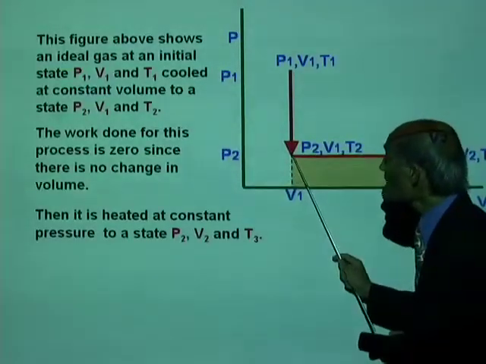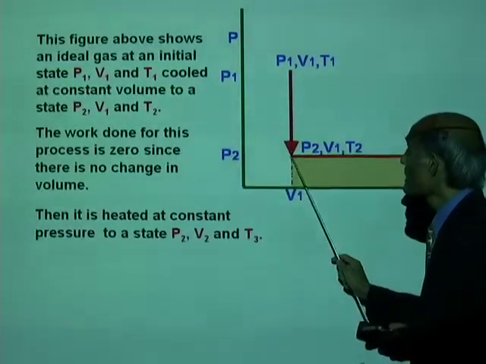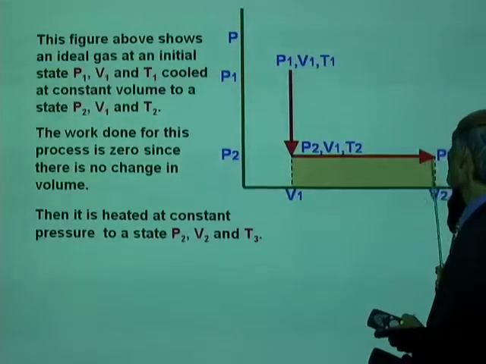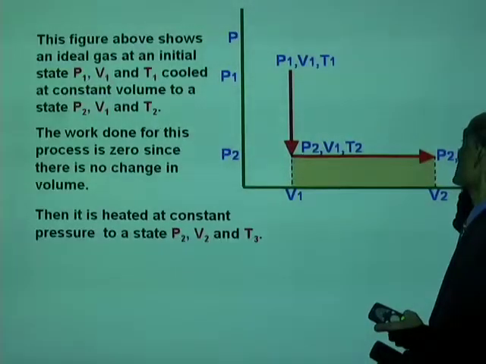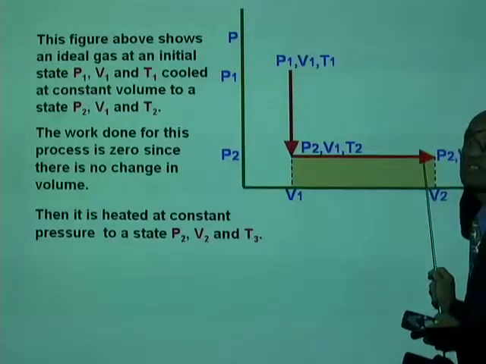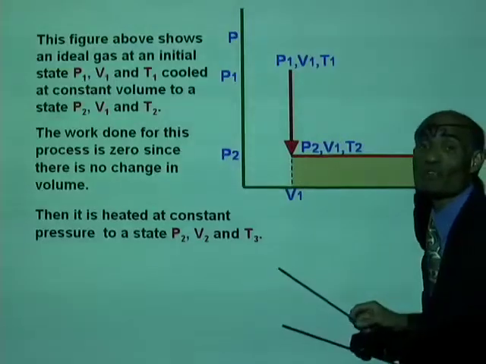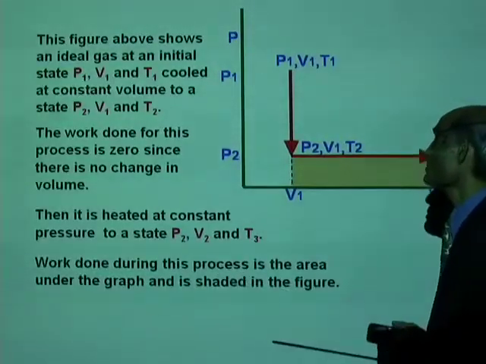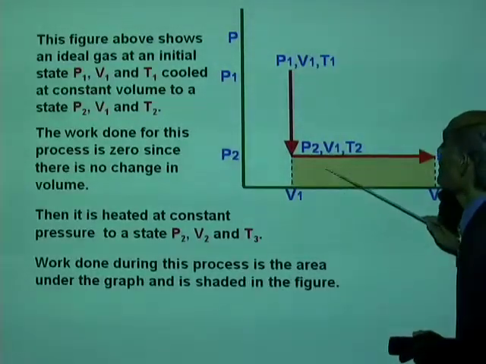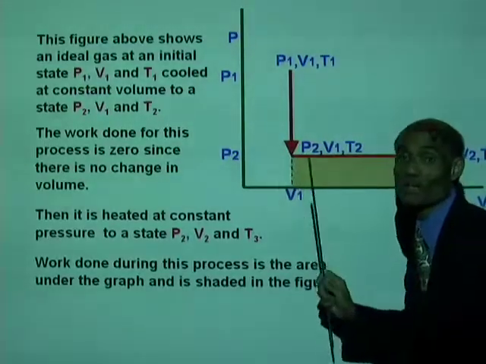Alright, now it is heated at constant pressure so that the state now changes to P2, V2, T3. Now, what is the work done during this time? Work done is the area under the graph. So the work done during this process is the area under the graph, and this is the total work done.